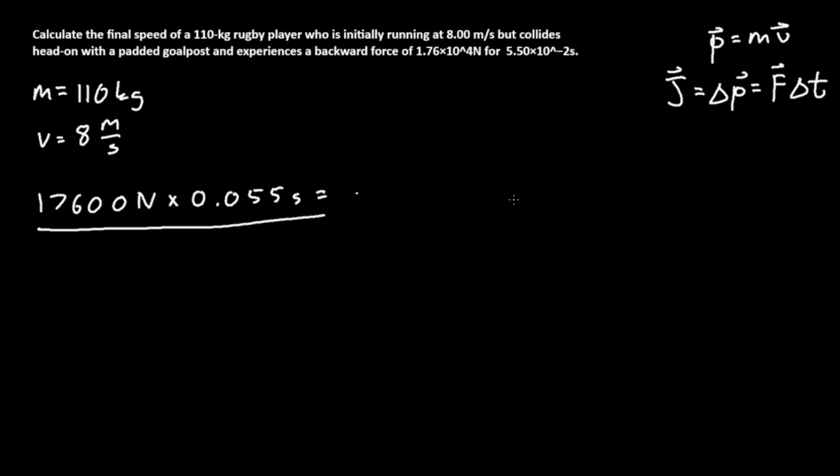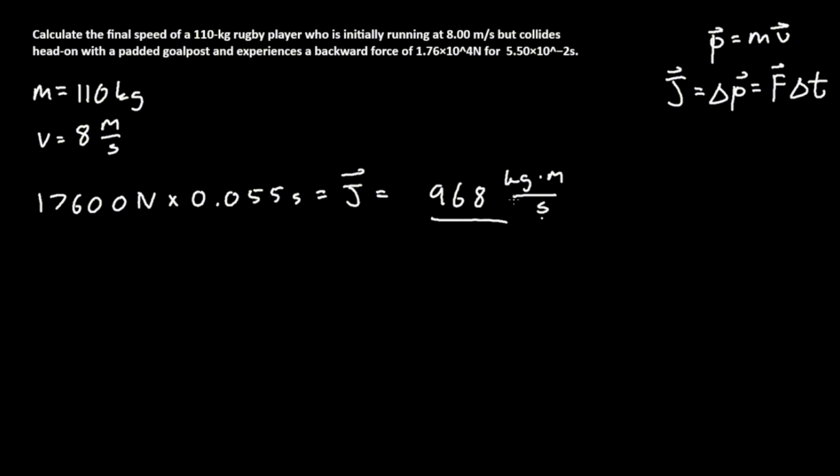And all I did was remove the scientific notation here, so I just turned them into decimals. So when you multiply this together, you should get your impulse. And your impulse is just 968. But since this force is backwards against the momentum of the rugby player, we just need to make this negative. So your change in momentum of the rugby player is negative. Well, now all we have to do is calculate the momentum of the rugby player and subtract it from the impulse.